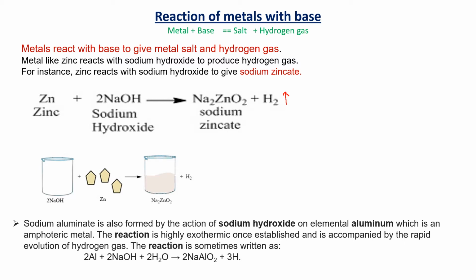Now this is an extra reaction that I'm giving you here. Sodium aluminate is also formed by the action of sodium hydroxide. Again I am taking the base. What is the base here? Sodium hydroxide is a base reacting with aluminium, and giving us sodium aluminate. AlO2 is again a radical, which is the aluminate radical. Sodium aluminate is formed, and again the hydrogen gas is evolved. This is the extra equation.